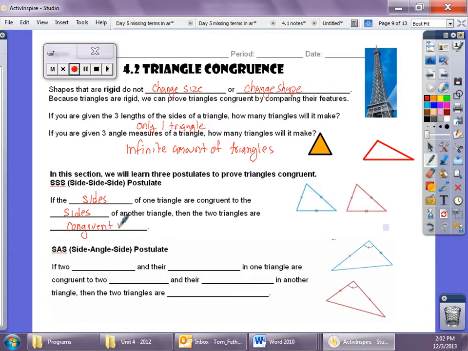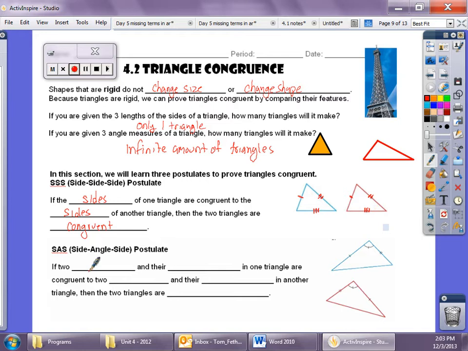So if we have these two sides, this side's congruent to this, this is congruent to this, and then this is congruent to this, these two triangles have to be congruent. Alright, that's just because if we're given 3 side lengths of a triangle, we can only make one triangle.